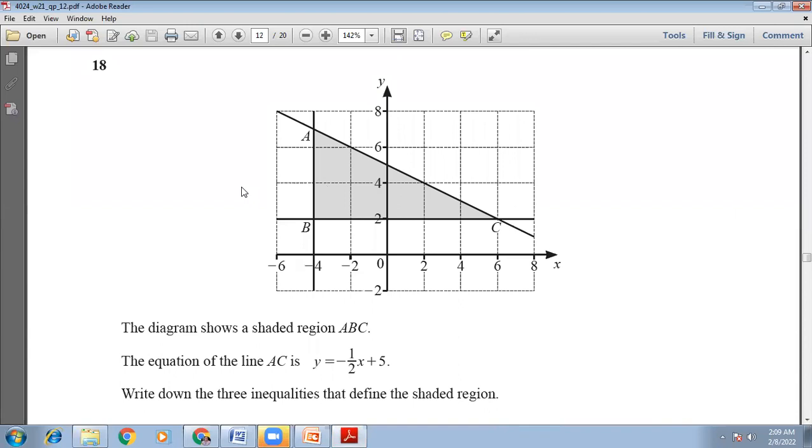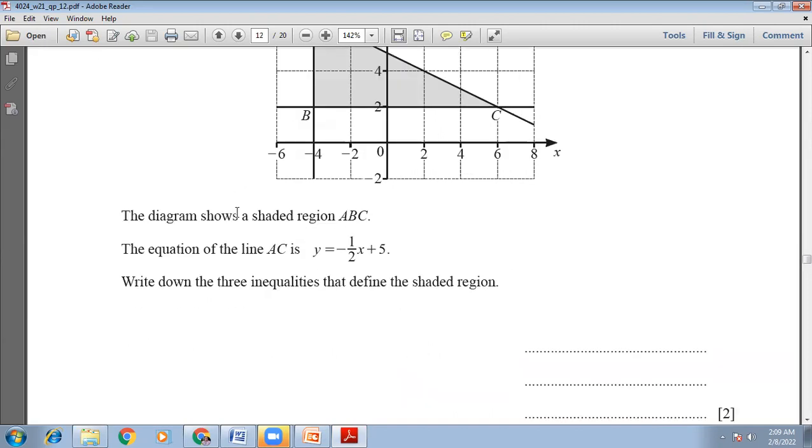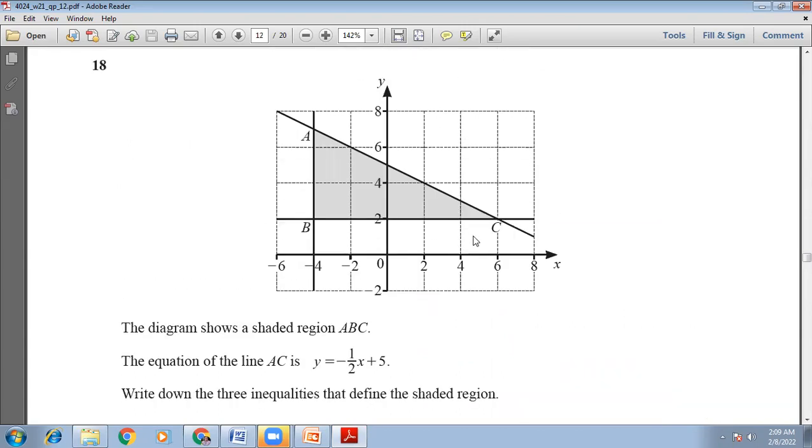Okay, so now we have question number 18. It says the diagram shows a shaded region A, B, C. The equation of the line AC is y equals minus 1 by 2x plus 5. Write down the 3 inequalities that define the shaded region. Okay, so I know the equation of the line AC. The shaded area is below this line.